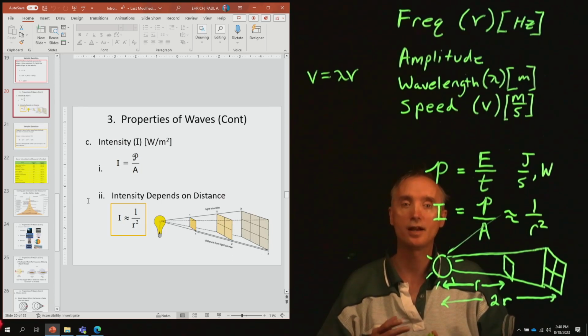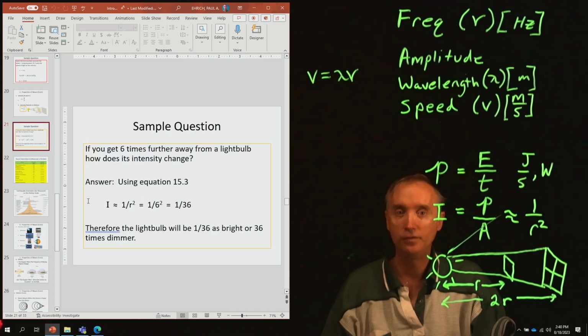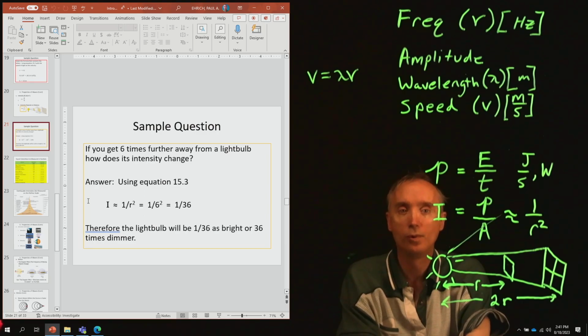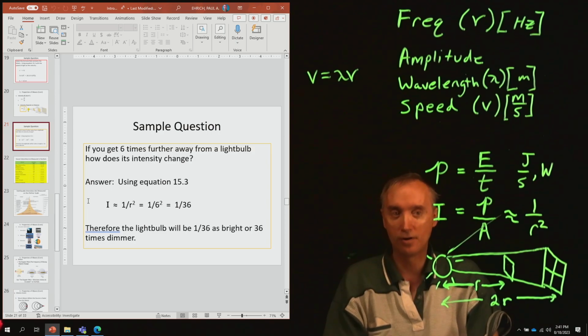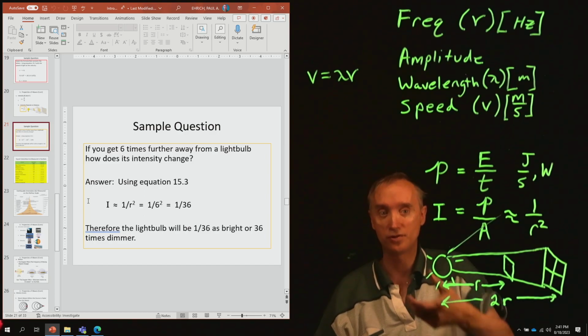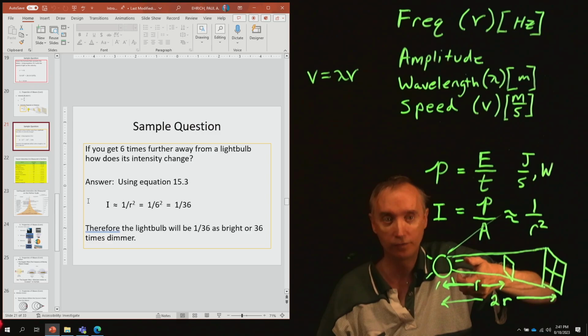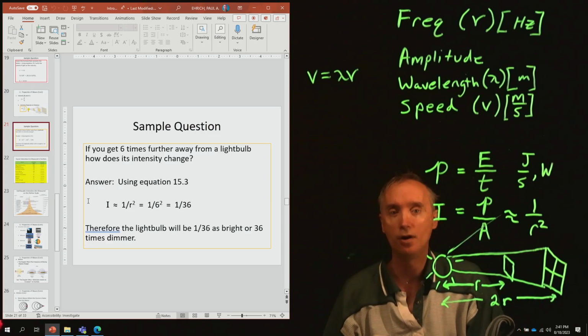All right, so here's the kind of question that I would like for you to be able to tell me on the exam. If you get 6 times further away from a light bulb, how does its intensity change? Now, first of all, I'm going to give you partial credit if you say it gets dimmer. You saw with the flashlight, you pull it away from the wall, it gets dimmer. So that's something that I'd like for you to know.